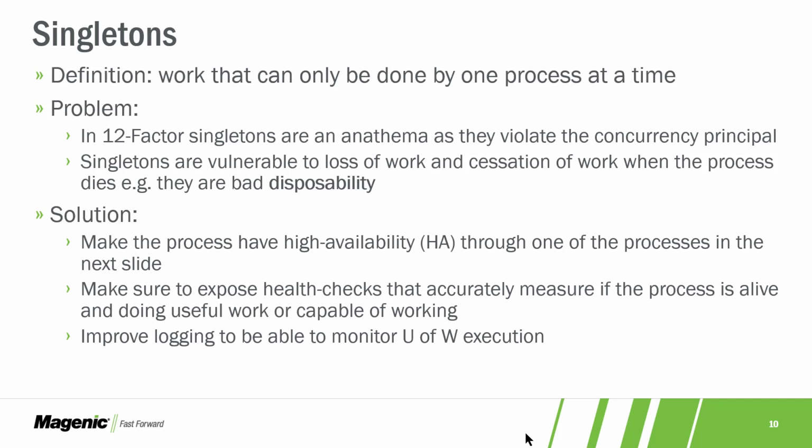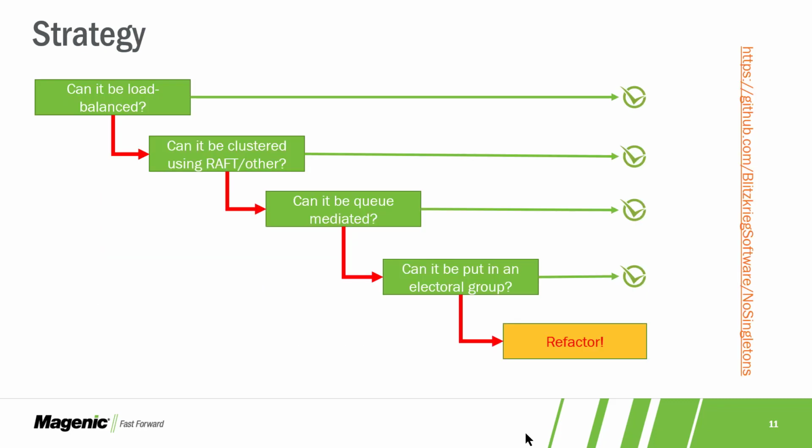And so, you try to make things have high availability, and you try to make sure that you have ways of instrumenting to make sure the parts of your workflow are alive and healthy, and that you have a log stream to look at your unit of work execution, your workflow execution. And you apply the how to get rid of my singleton strategy, which is this strategy.